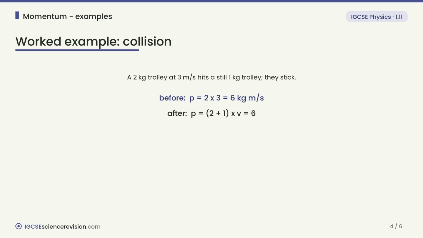3 times v equals 6. So v is 2 meters per second. The 2 trolleys move off together at 2 meters per second.